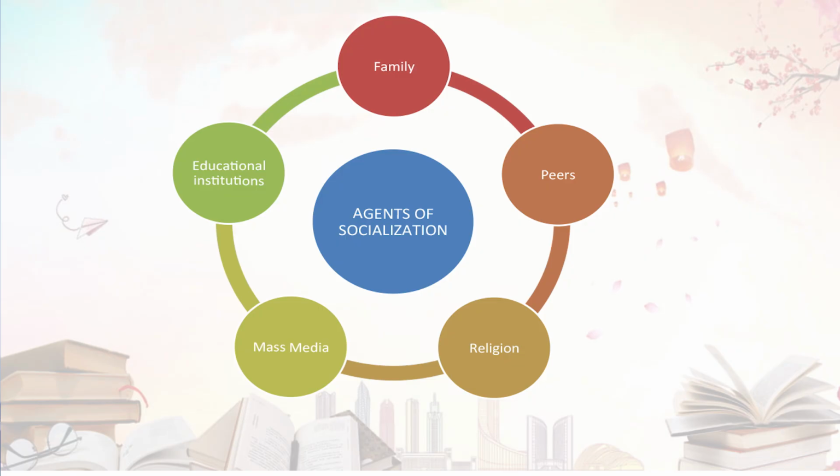The third important part is religion. Each one of us follows different religious practices. The socialization which is done with the help of religion, because there are various religious followers and various religious rules which we follow, also acts as an agent of socialization.